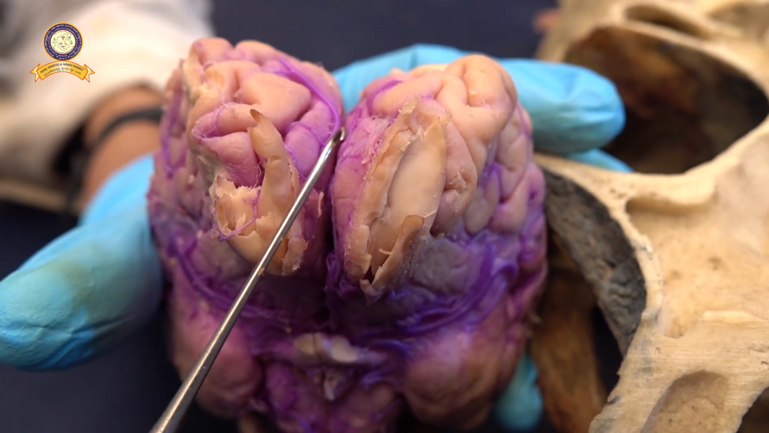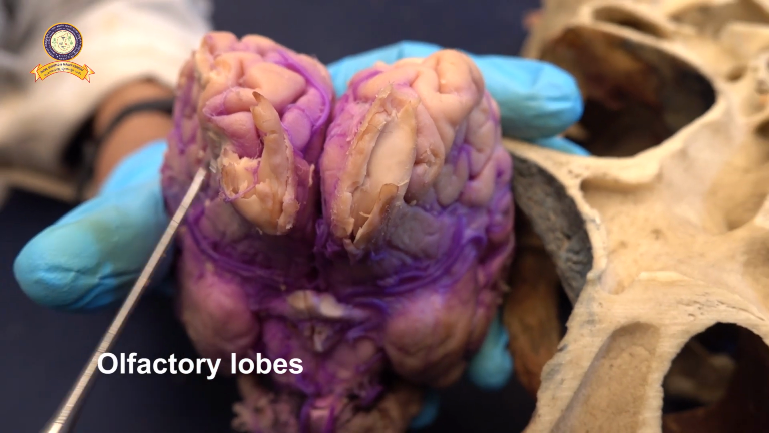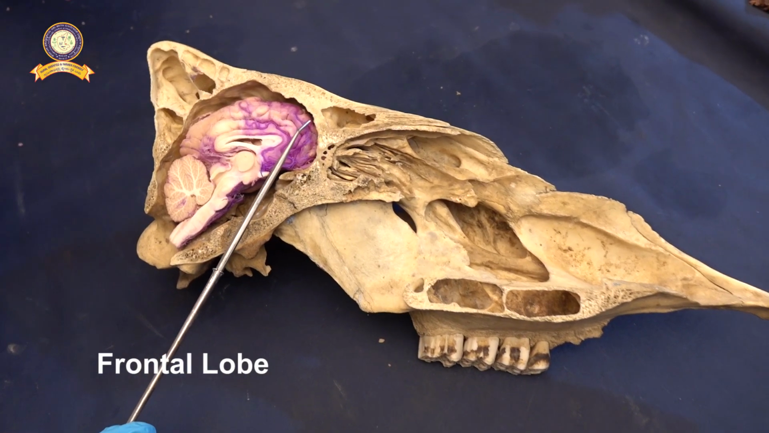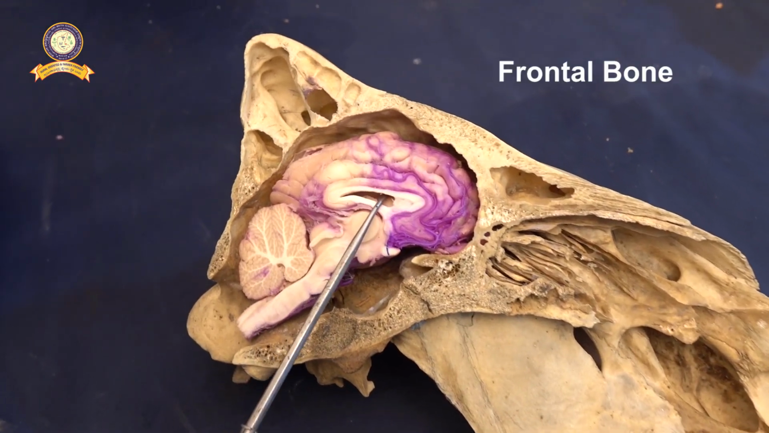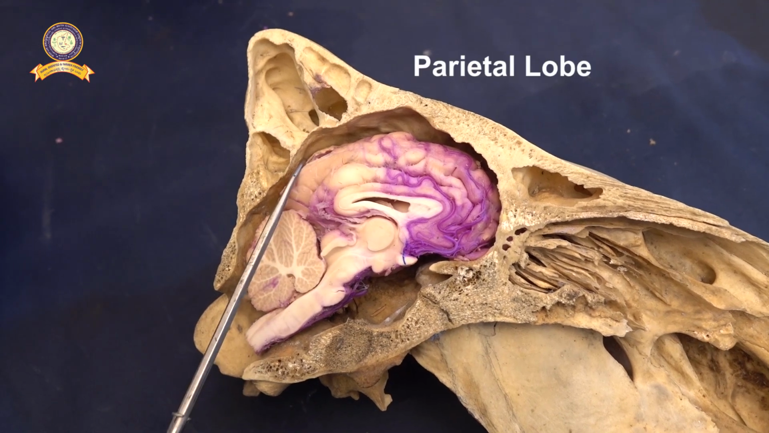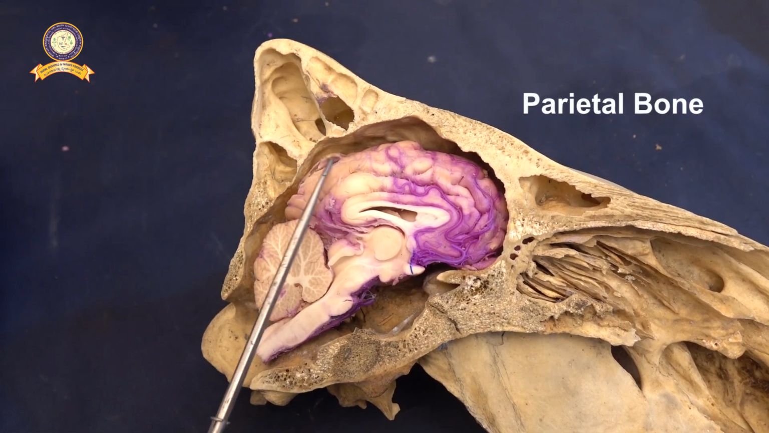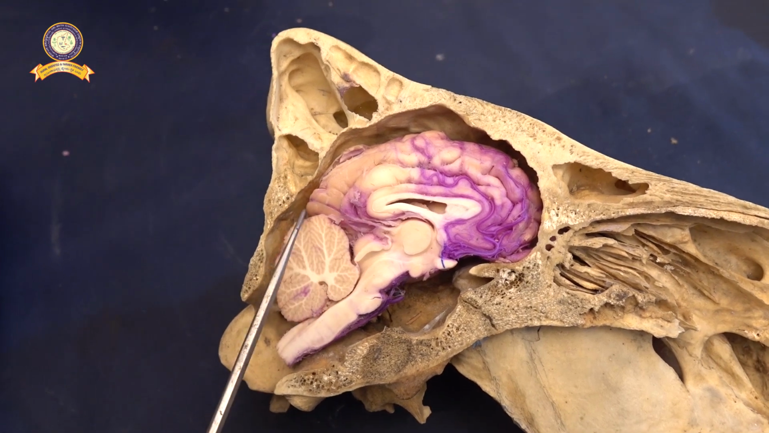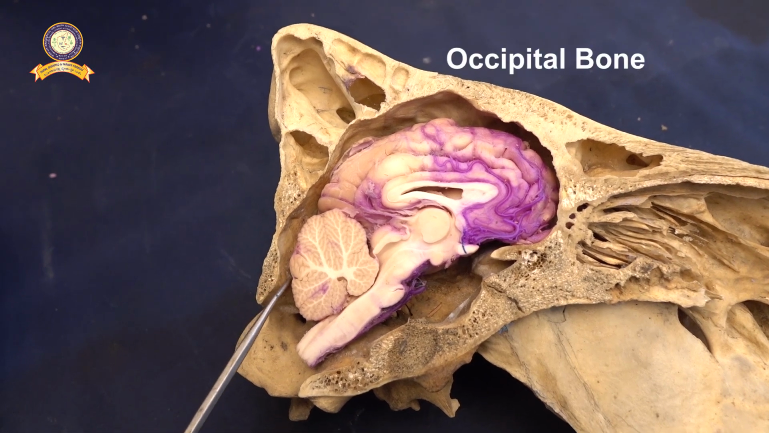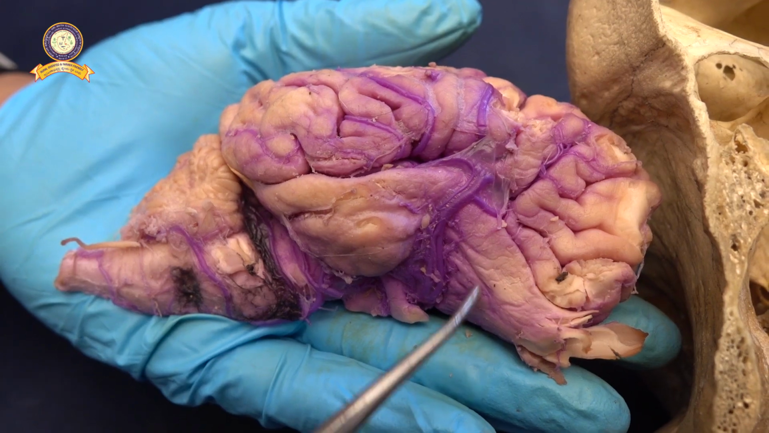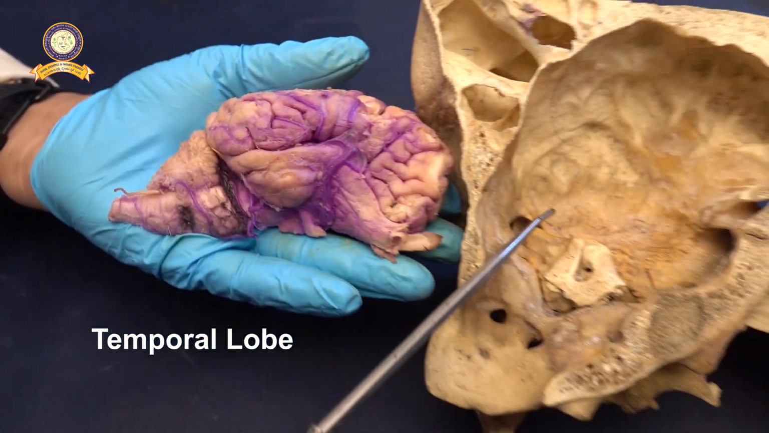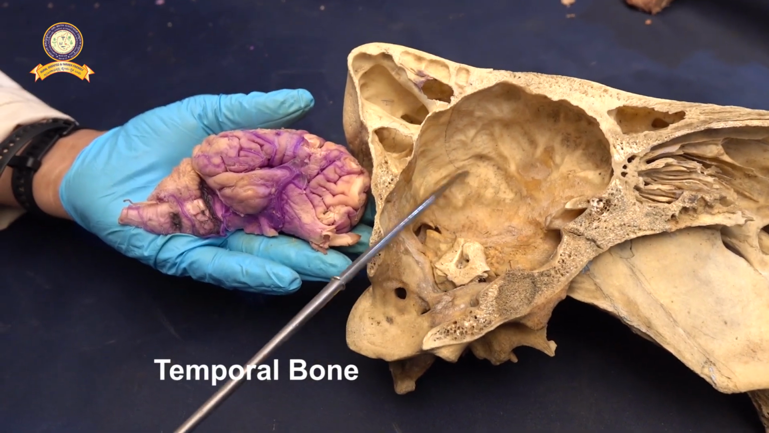In front are the olfactory lobes, which lie in the ethmoidal fossa. Behind this is the frontal lobe, which comes in contact with the frontal bone. Behind this is the parietal lobe, in contact with the parietal bone. Behind this is the occipital lobe, in contact with the occipital bone. On the ventrolateral aspect is the temporal lobe, which comes in contact with the internal aspect of the temporal bone.